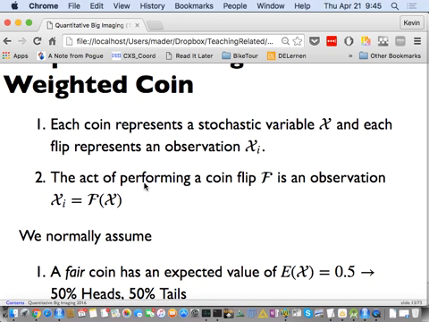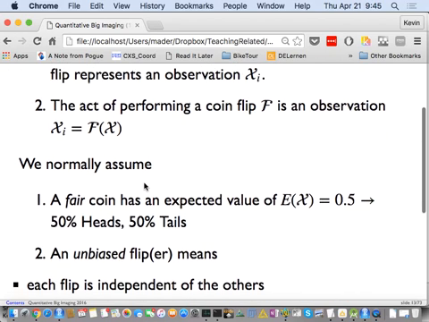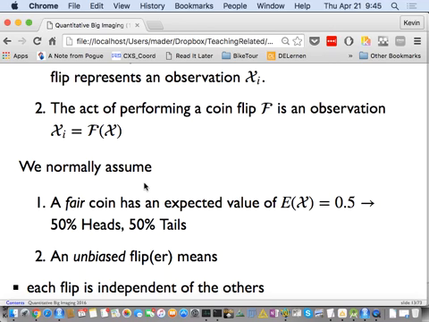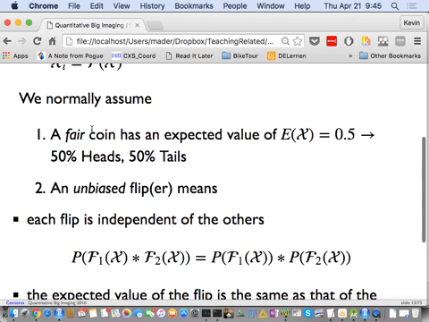And so you normally assume in a system like this that you have a fair coin, and that means the expected value of this flip would be 0.5, so it's 50% heads, 50% tails, and that you have an unbiased flipper. And so you have this f, which cannot influence what the outcome of the flip is, or the way that they flip it always will give you the same result, and so it doesn't change it. You also assume that each flip is independent of the others, which means the probability of these two events is simply the product of their probabilities.